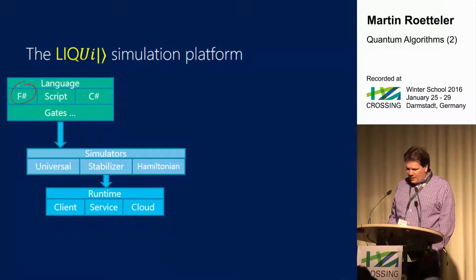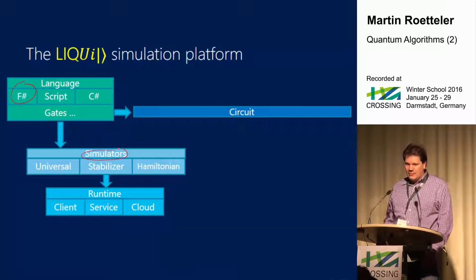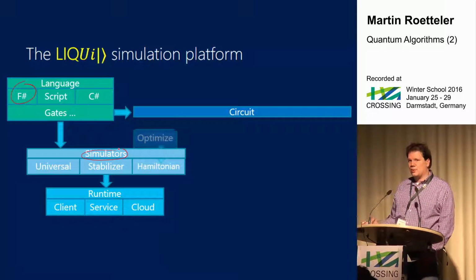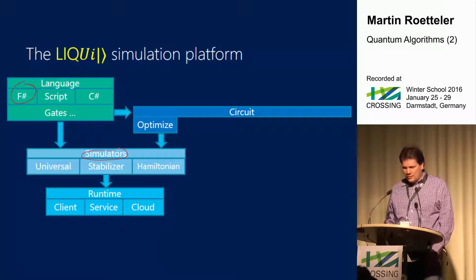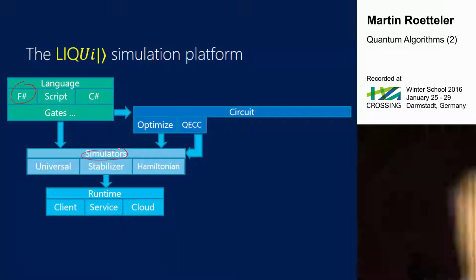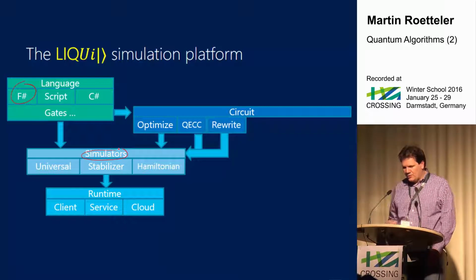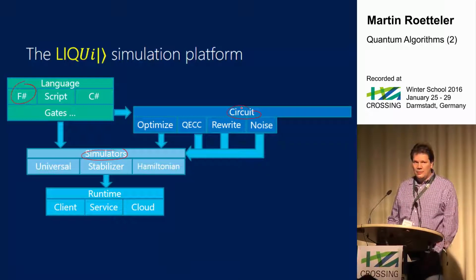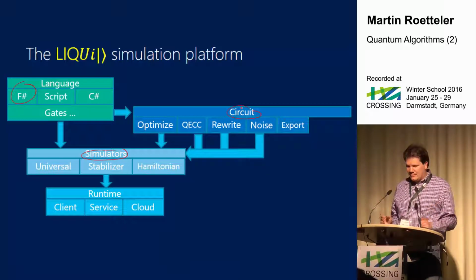It interfaces to a bunch of simulators. So there's a universal simulator that can simulate any quantum algorithm, but there are special purpose simulators if you know a bit more about your circuit. And there are the various runtimes. You can simulate it as a client, but also as a cloud service. Once you express the algorithm, you can then generate circuits, and you can further optimize them using rewrite rules. Oftentimes you can cancel stuff. You can equip your circuits with error correction. You can simulate basic noise models in that framework.